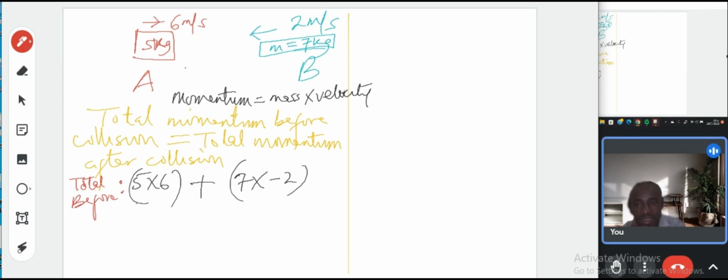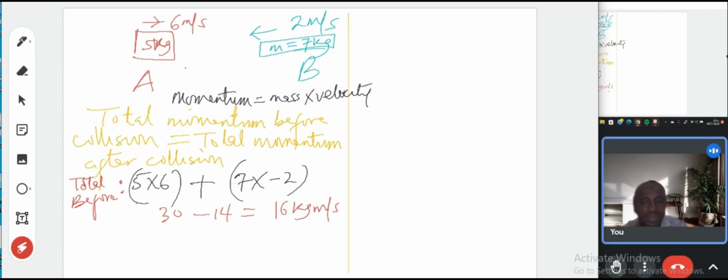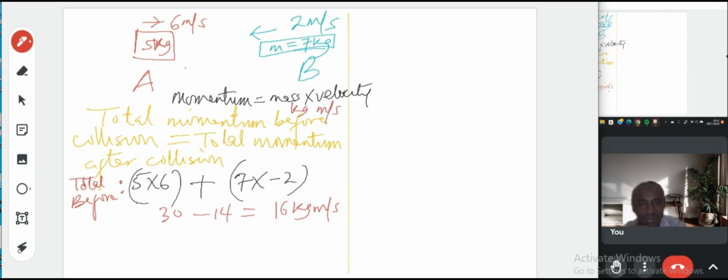So 5 times 6 gives us 30 plus minus 14. Is that 26 or 16? 16 kilogram meter per second. If momentum is mass times velocity, what should be the unit? Unit of kilogram is kg. Unit of speed is meter per second. So the unit should be kilogram meter per second, okay? So this is the total momentum before collision.